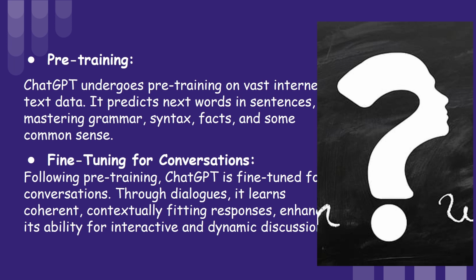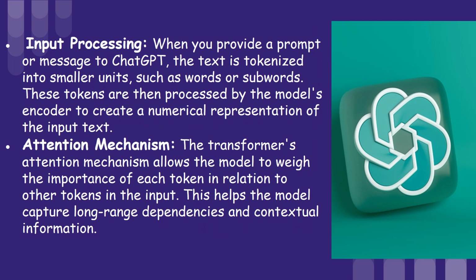Fine-tuning for conversations. Following pre-training, ChatGPT is fine-tuned for conversations. Through dialogues, it learns coherent, contextually fitting responses, enhancing its ability for interactive and dynamic discussions. Input processing. When you provide a prompt or message to ChatGPT, the text is tokenized into smaller units, such as words or subwords. These tokens are then processed by the model's encoder to create a numerical representation of the input text.